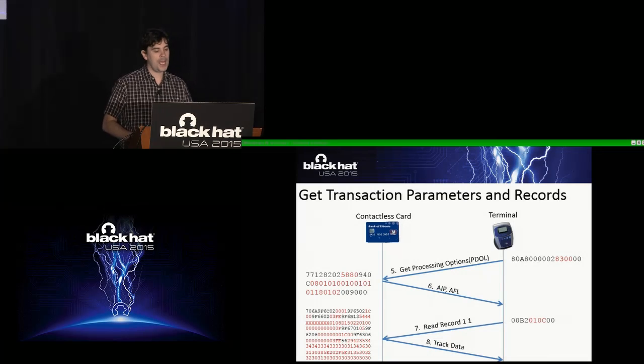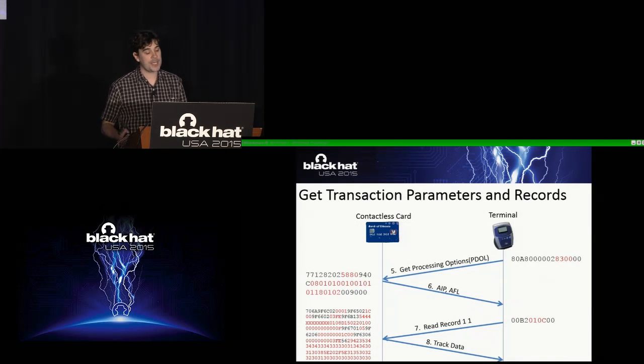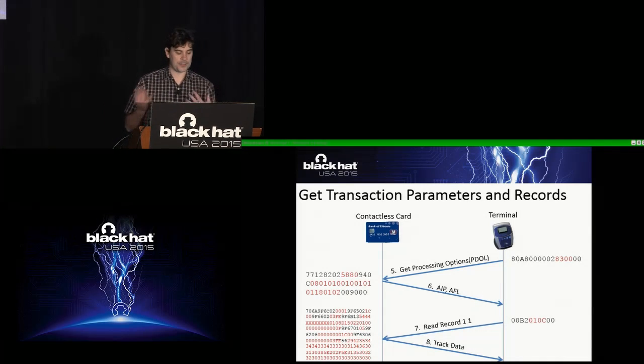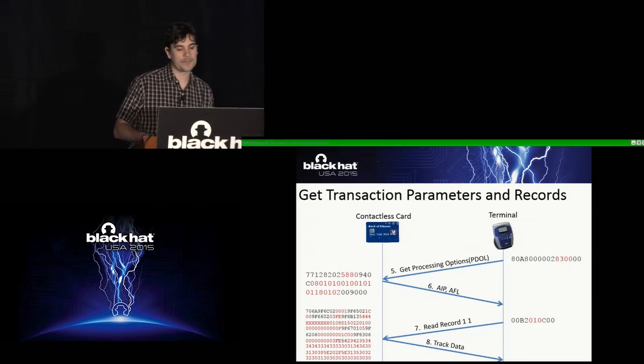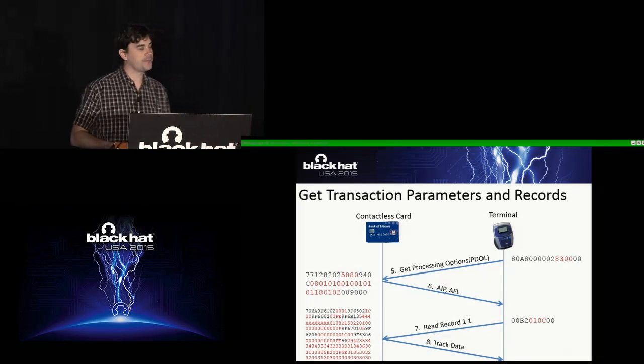The card responds with the application AIP and the application file locator. The AIP is a set of bits that indicate what the card supports. So what modes the card supports in terms of the verification, does it support backwards compatibility modes, that kind of thing. And after this, we generally go and start reading static records from the card.